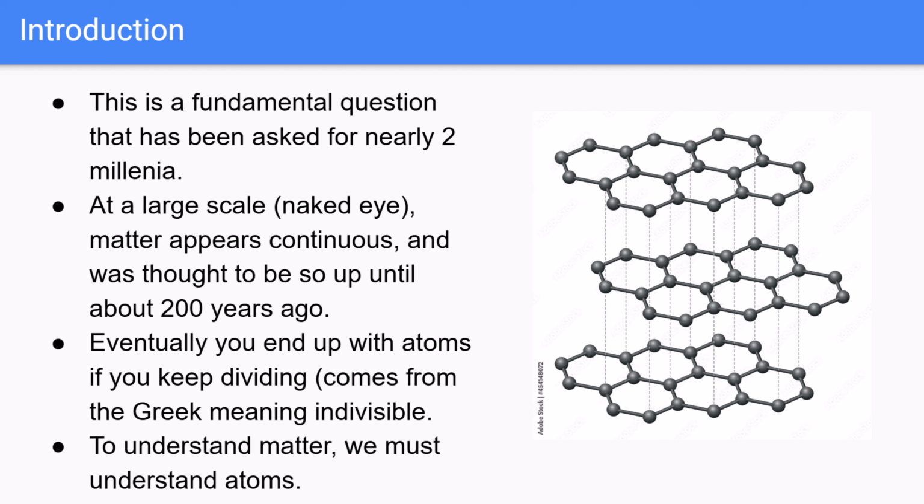Many people think that chemistry is a very, very old and outdated science, and that is not the case. Chemistry is relatively new when we think about science and how long we've been working and experimenting with a variety of different things in the universe. But eventually you end up with atoms if you keep dividing it. It literally comes from the Greek term meaning indivisible.